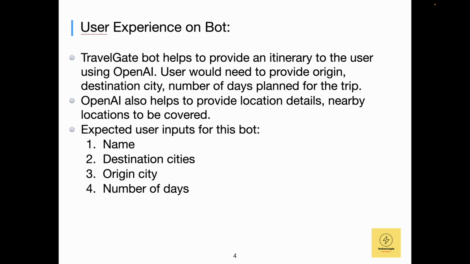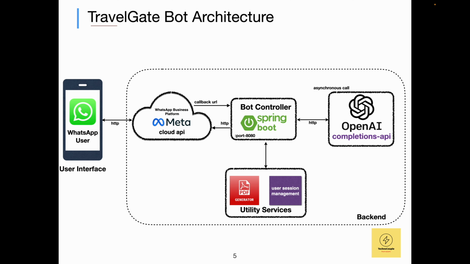Moving on, in our case, the TravelGate bot takes the origin city, destination city and trip duration from the user and sends it to the bot controller. The bot controller forms the request using these input parameters and invokes OpenAI's GPT-3 powered completions API. It then parses the JSON response to extract the travel itinerary created by GPT-3. After that, it generates a PDF file which contains this itinerary and sends it back to the user. We are using the iText library for PDF generation as shown in the utility module.